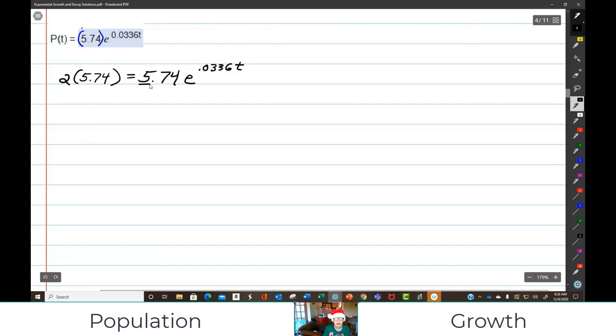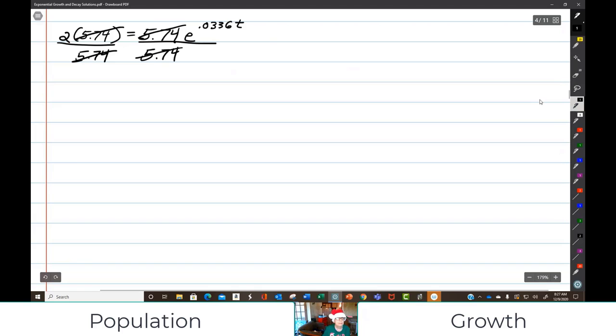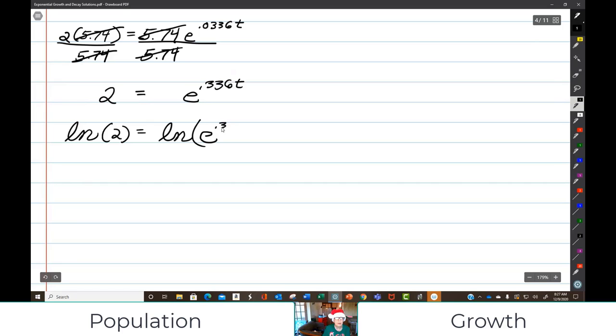So first thing, I divide by the number in front of e, 5.74, and the 5.74s cancel out on both sides of the equal sign. That will leave me 2 equals e to the 0.0336t. After which I take, I should do that in a separate step, the ln of 2 equals the ln of e to the 0.0336t, like that. And then we use the power rule.